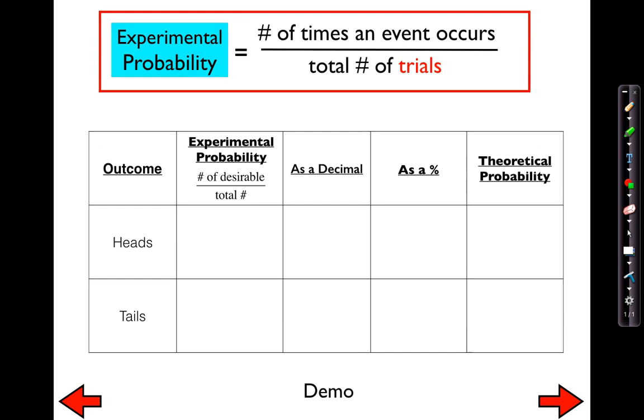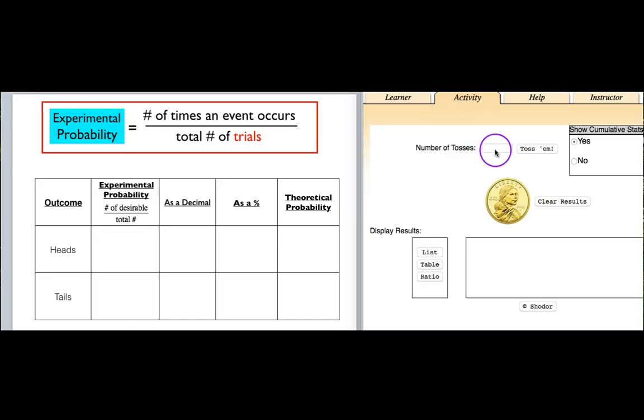So here we have a table. We're going to go ahead and use this table to fill out our results from a quick demo. Here we're going to do 100 tosses and see what that gives us. Let's arrange it in a table so we can quickly see our results. Okay, so now that we have all this information, we're just going to go ahead and fill it in.